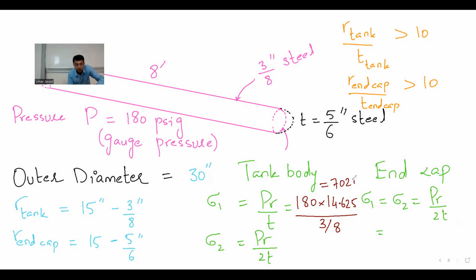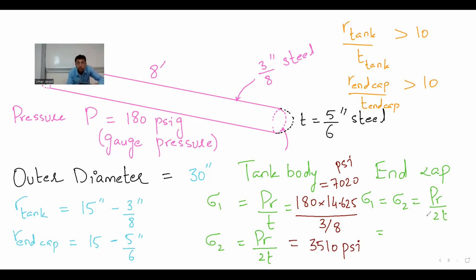What are the units? Pound per square inch. This is the English system. You should not say pascals. PR over 2T. Can you tell me the answer? PR over 2T, it will be 3510 pound per square inch.